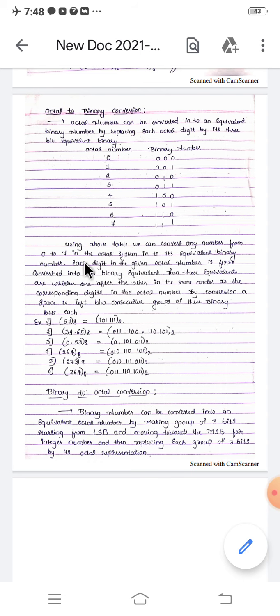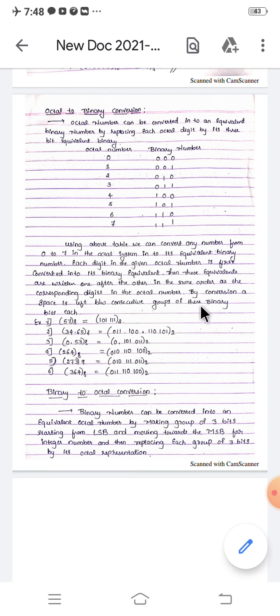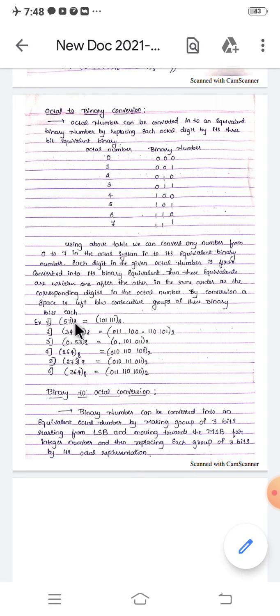Each digit in the given octal number is first converted into its binary equivalent. Then these equivalents are written one after the other in the same order as the corresponding digits in the octal number. In the conversion, a space is left between consecutive groups of three binary bits. Whenever we solve an example you can easily understand. Let us take the example 57 with base 8, an octal number, and convert it to binary.